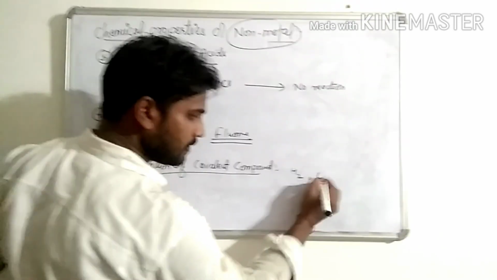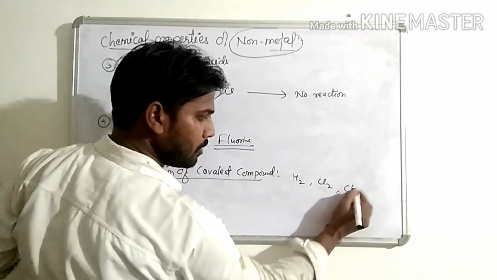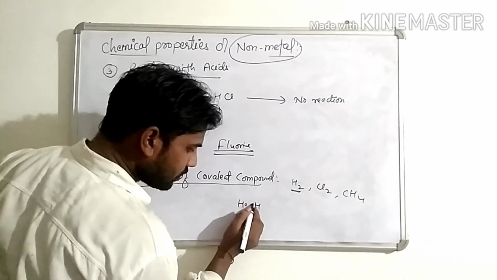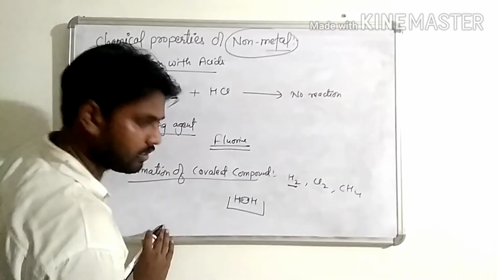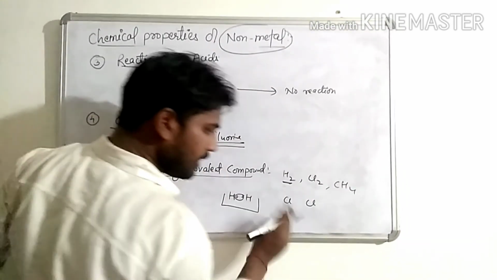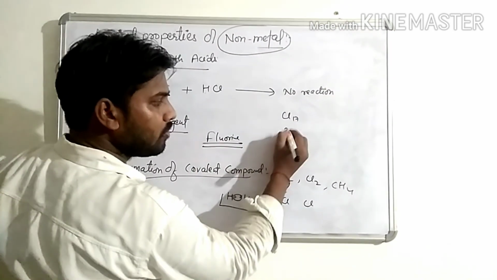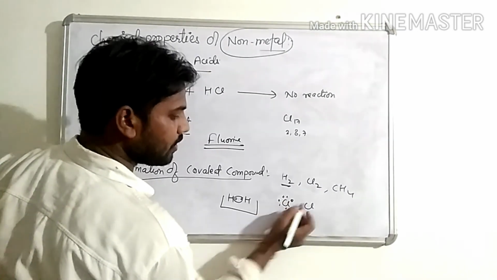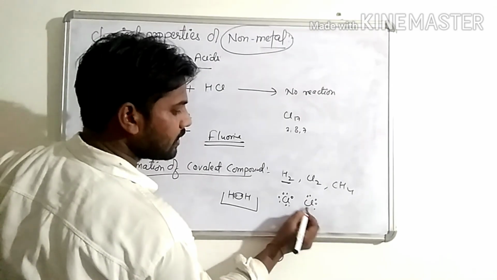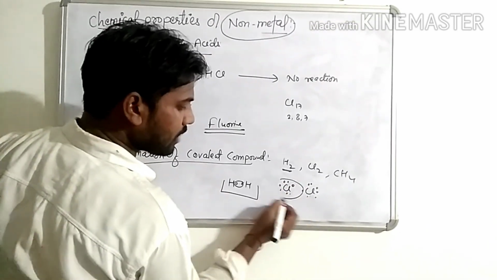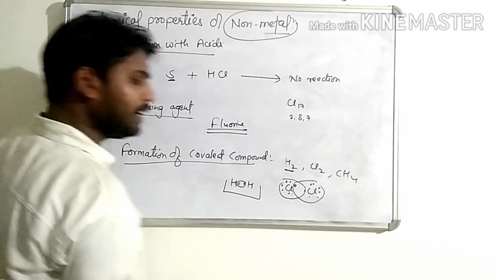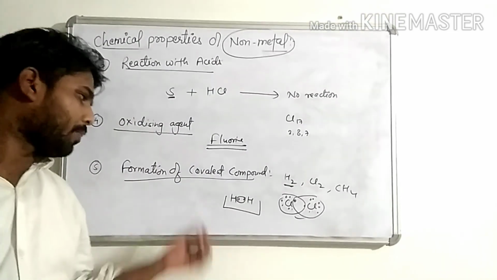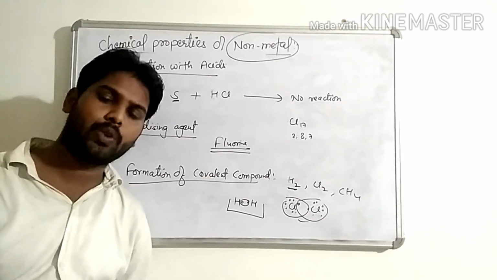H2, Cl2, children, methane gas. See children, hydrogen has one electron. By sharing, they can complete their octet. Chlorine, children, atomic number 17, configuration 2, 8, 7. By sharing one electron, they can form a covalent compound. Clear children? So nonmetals also have the property to form covalent compounds. Okay children? Thank you.